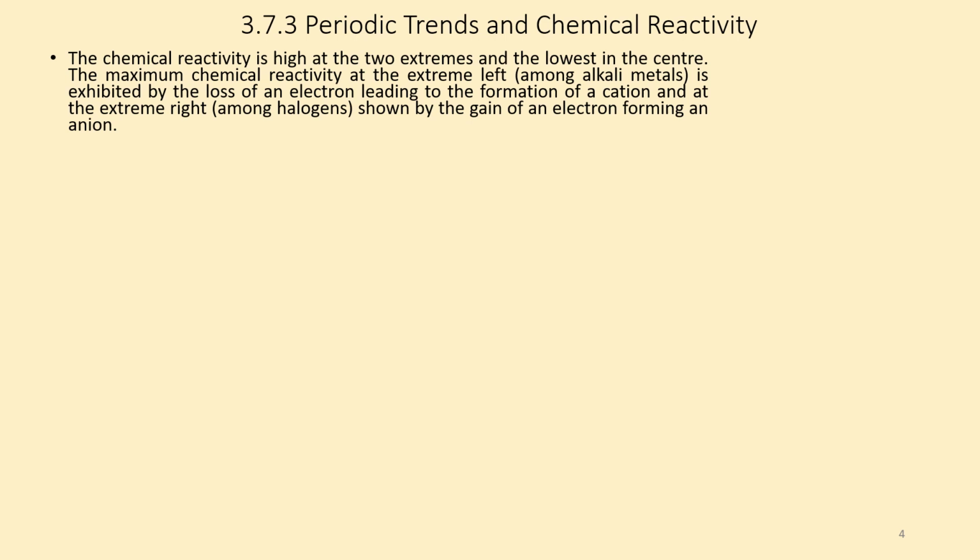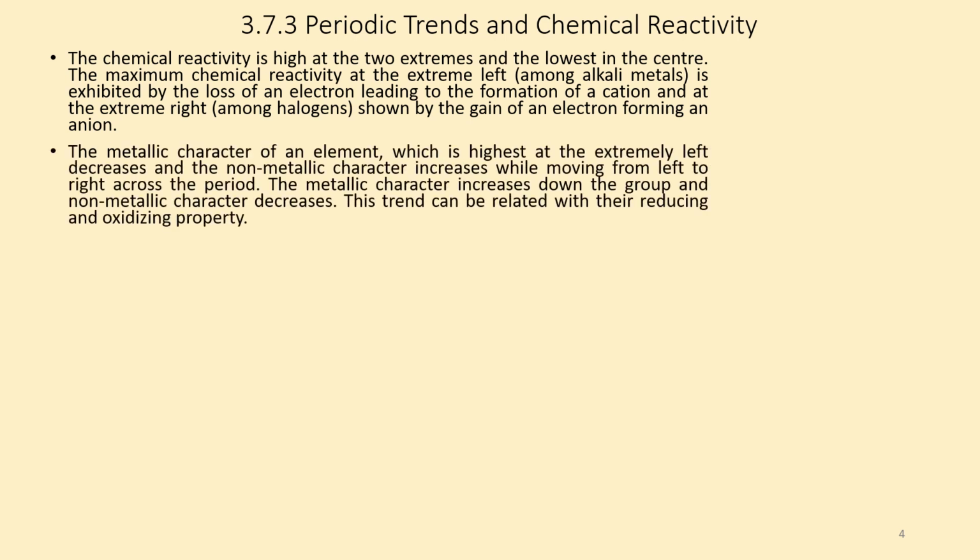The maximum chemical reactivity at the extreme left, that is among alkali metals, is exhibited by loss of an electron leading to the formation of cations, and at the extreme right, that is among halogens, it is shown by the gain of an electron forming an anion.